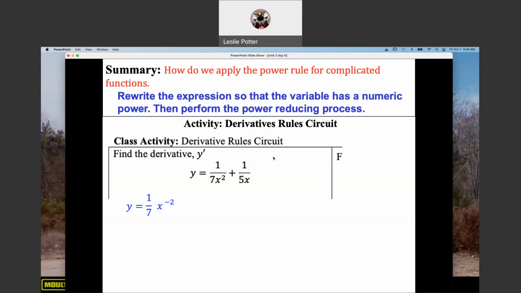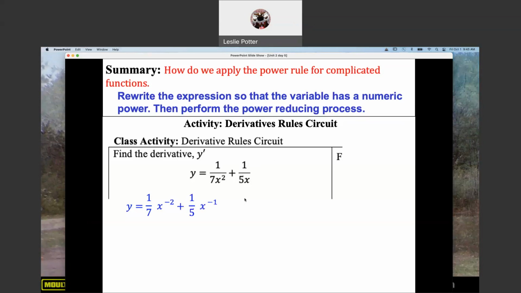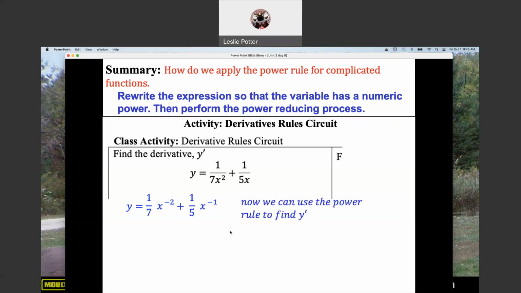Okay. So how about this one? How do we do a rewrite on this term? Yep, exactly, right? Because that's x to the first power. So bringing it up next to the -1. Now we can do our calculus. Okay, so this is a rewrite, not a calculus step. And now we can do our calculus.